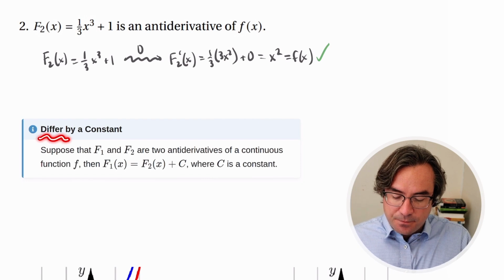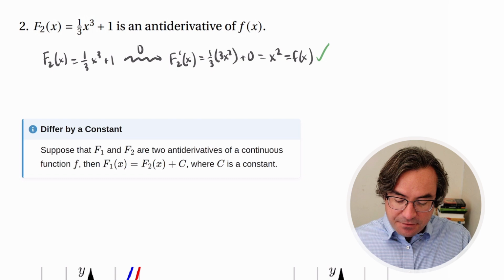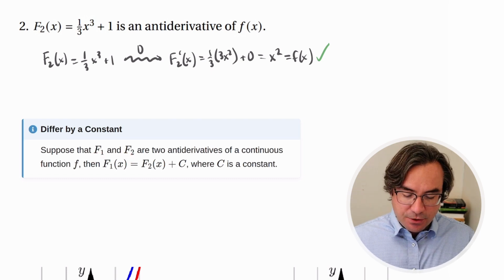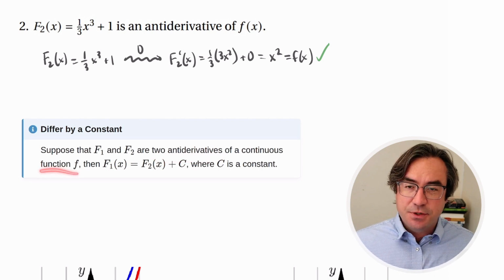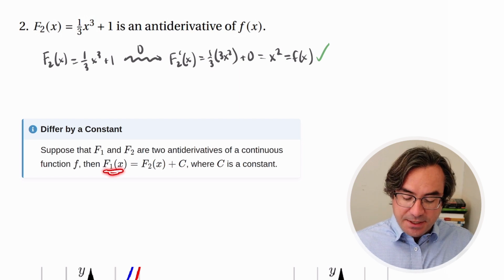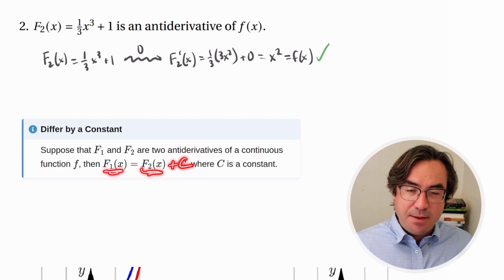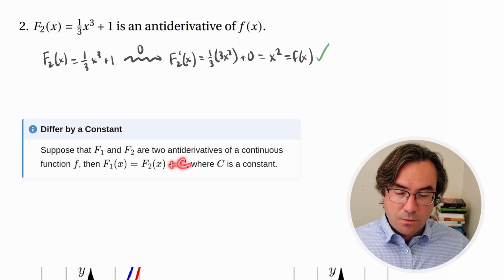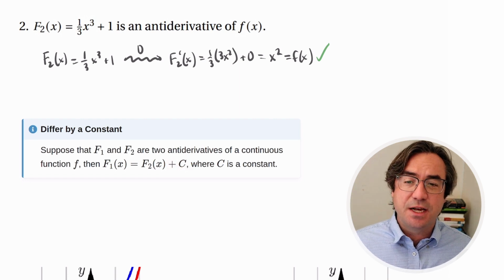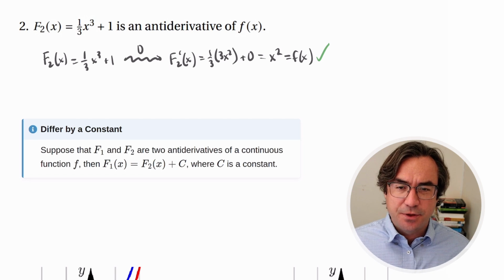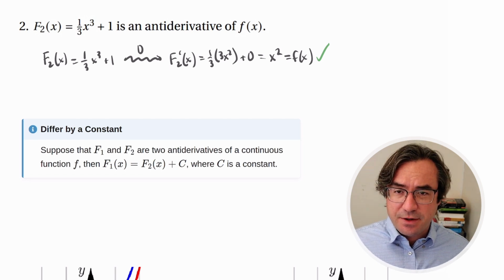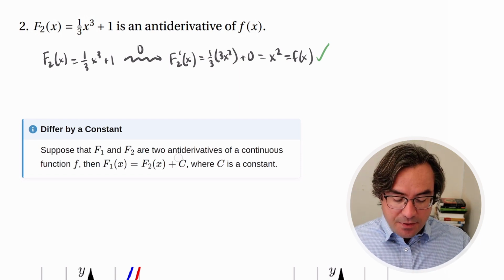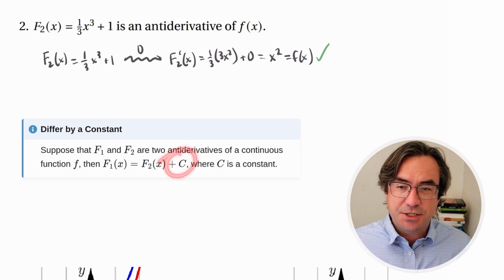So we have a theorem here that says if we have two antiderivatives, capital F1 and capital F2, of a continuous function little f, then they're basically equal to each other, except they might differ by a constant. So we're going to throw on this plus c here. The two different antiderivatives are going to be the same in the main variable parts. They might just differ by a constant.